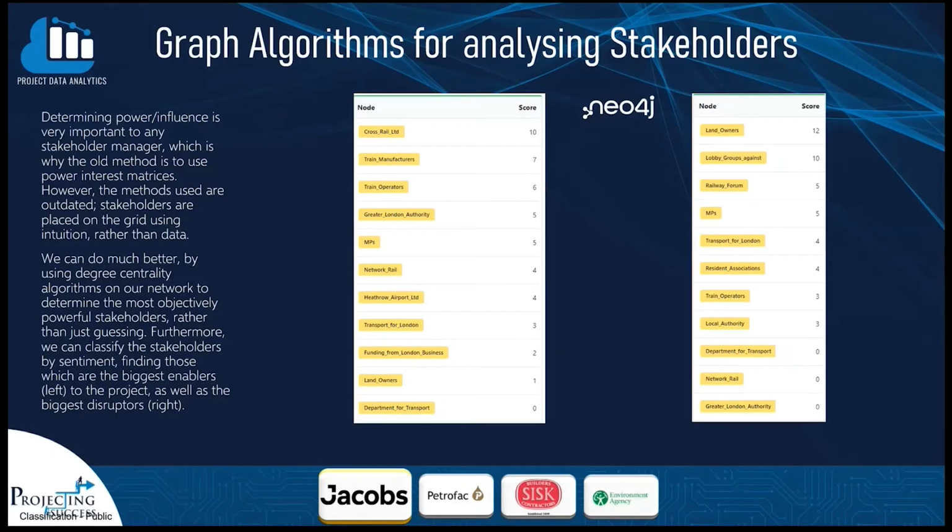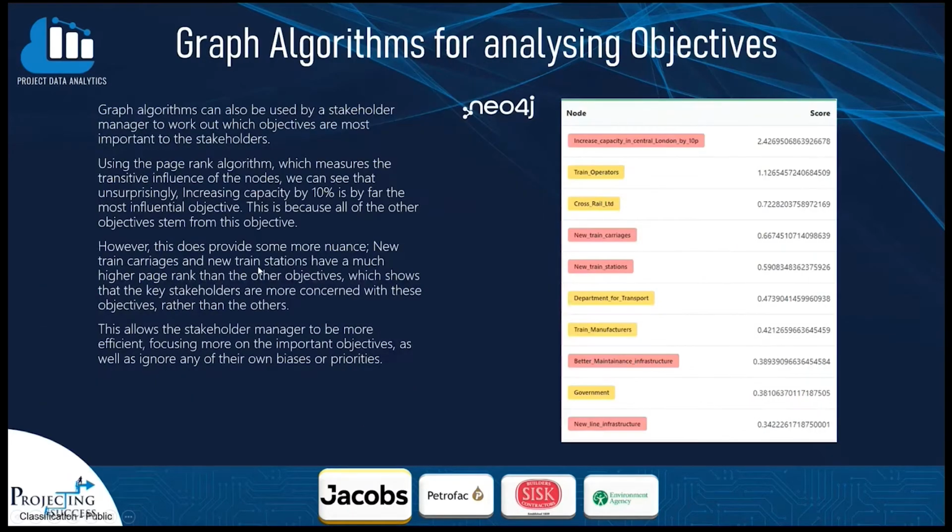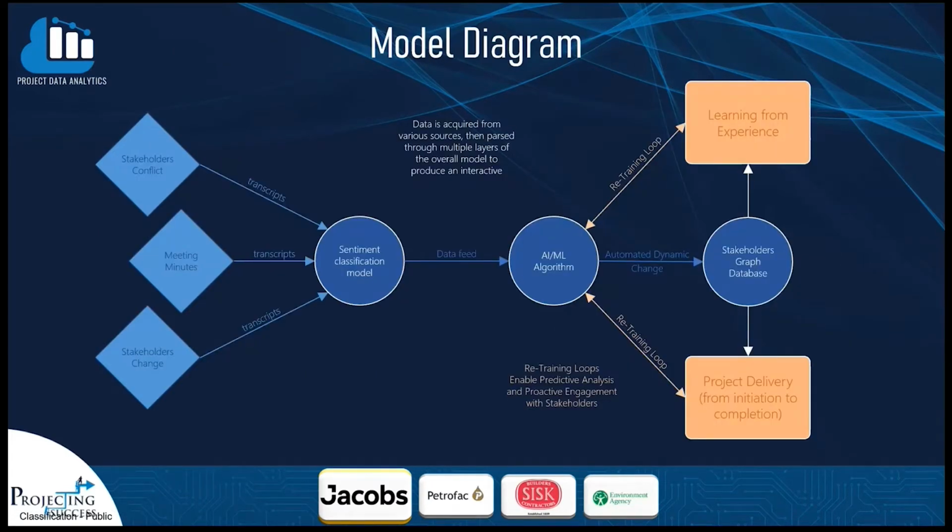Utilizing graph algorithms, we can determine which stakeholders are the top enablers and disruptors. Furthermore, we can analyze the objectives in the same way, allowing the project manager to be more efficient, focusing on the most important objectives. So we try to think about how we could take it to the next level.